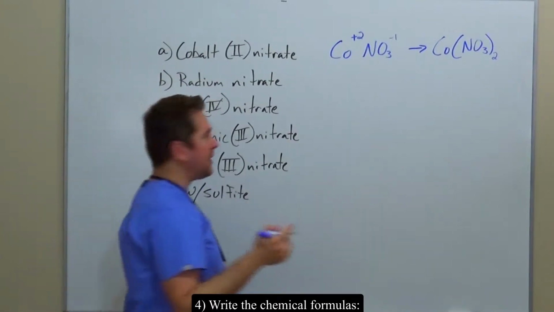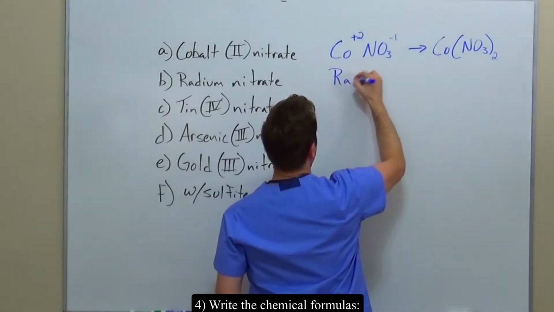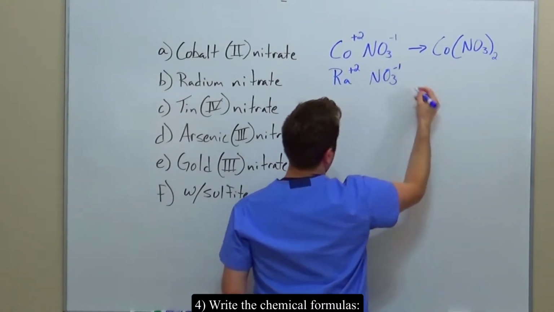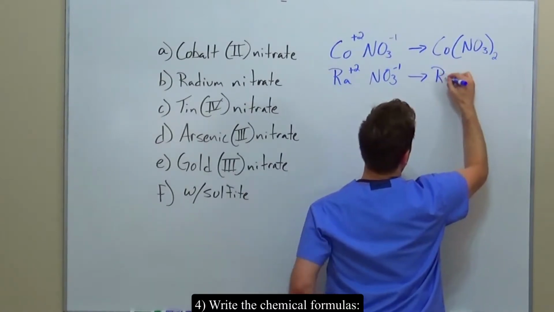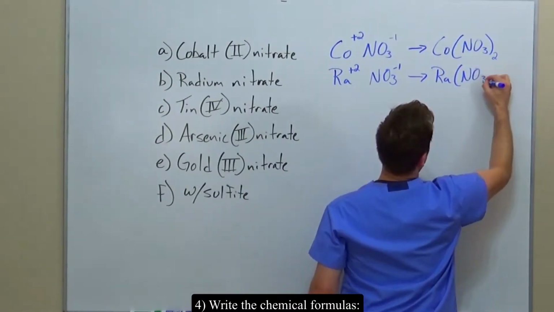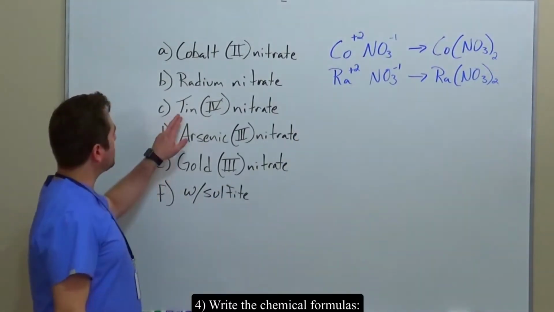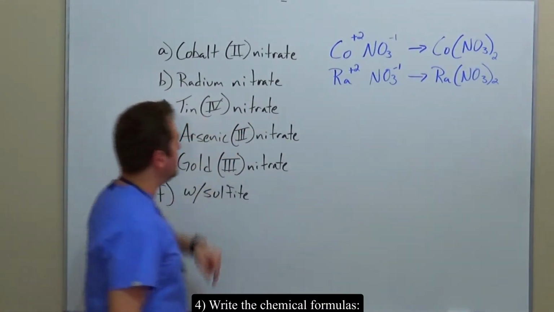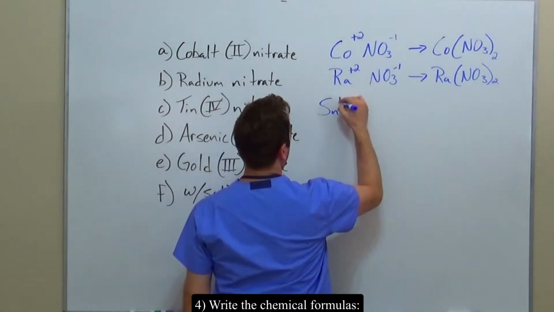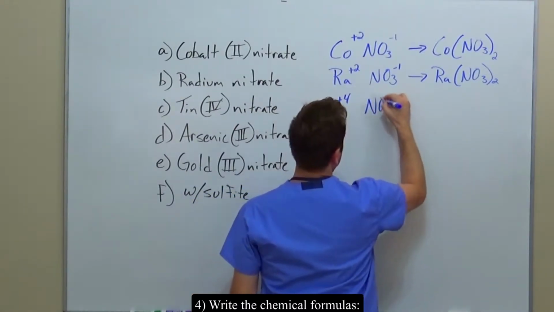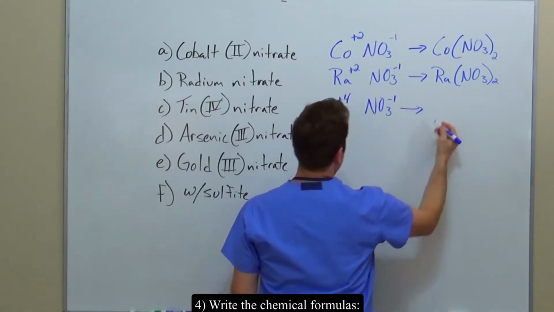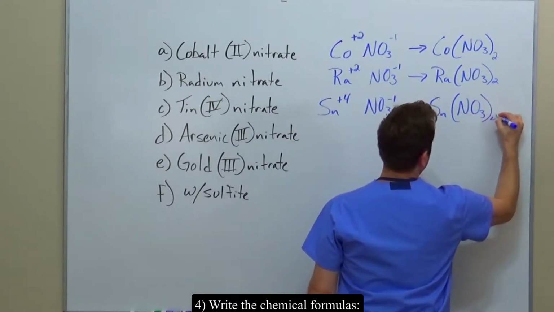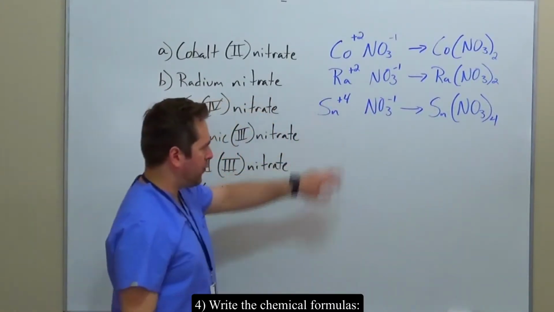Okay, radium nitrate. Well, radium's a group 2 element, so it has a +2 charge, and really it's basically the same idea. Radium, then our nitrate, each nitrate with a -1 charge. Again, we're going to have to employ parentheses, NO3, and then 2 of them. All right, letter C, tin-4 nitrate. So our tin has a +4 charge to it. Each nitrate is -1. So again, we're going to use parentheses because we're going to need 4 of those nitrates in order to neutralize this +4 charge.